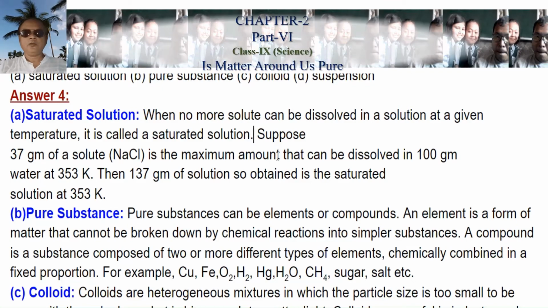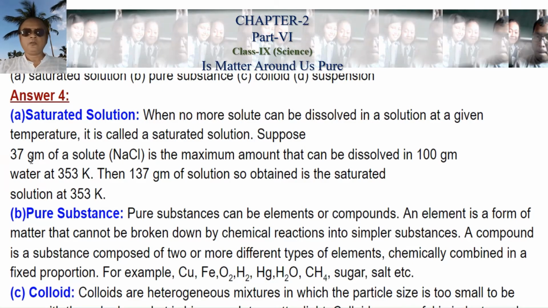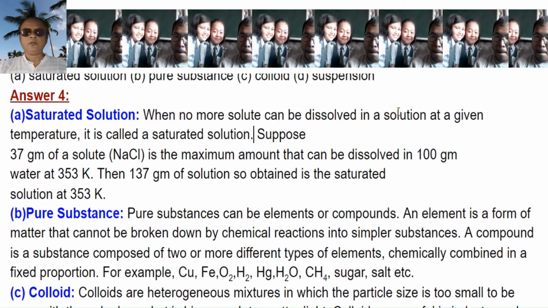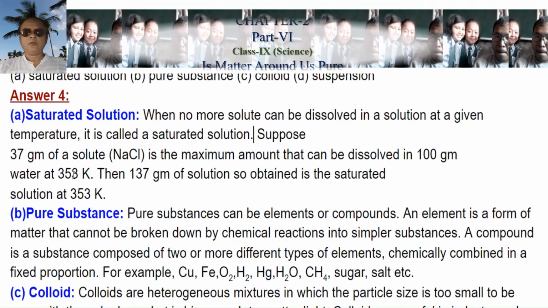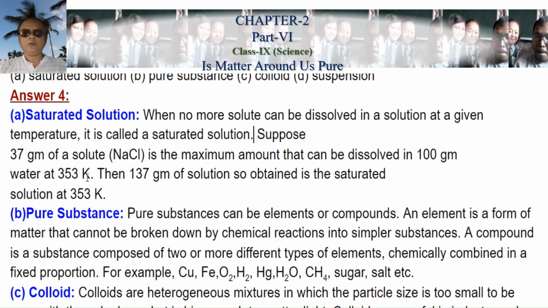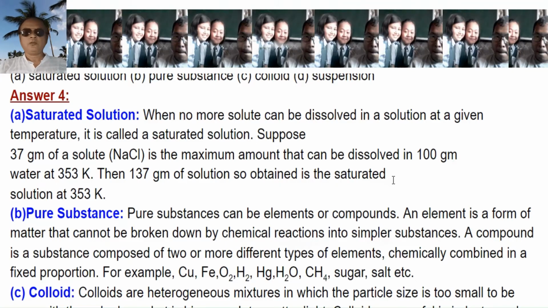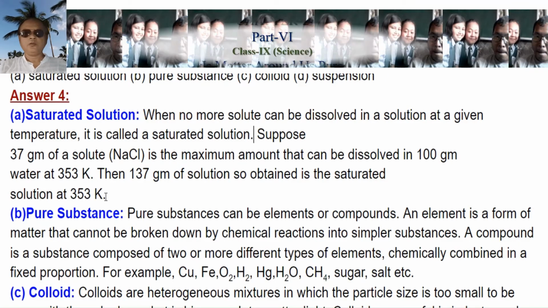Okay, for example, suppose 37 grams of solute NaCl is the maximum amount that can be dissolved in 100 grams of water at 353 Kelvin, as we have seen in the table. Then 137 grams of solution, that is 37 plus 100, is 137 grams of solution. So the solution obtained is the saturated solution at 353 Kelvin.